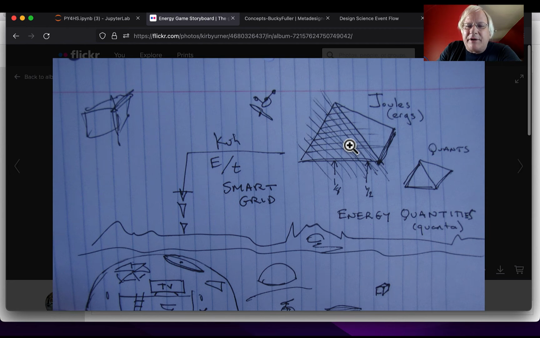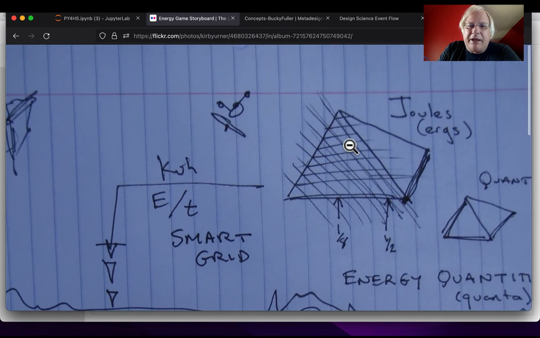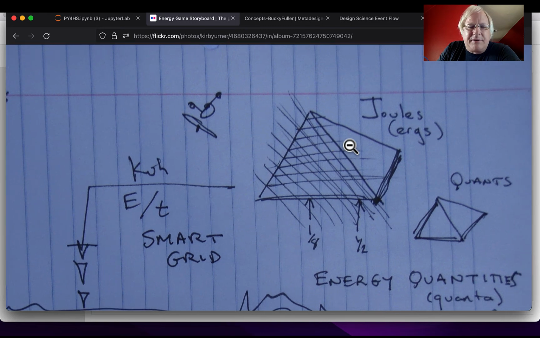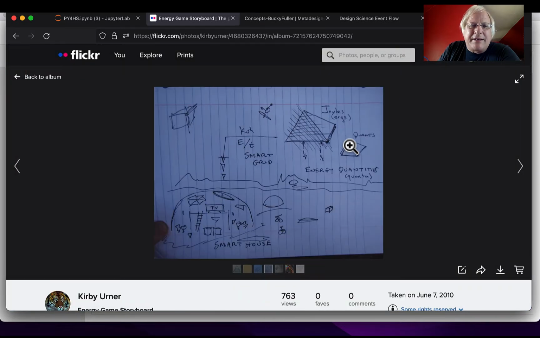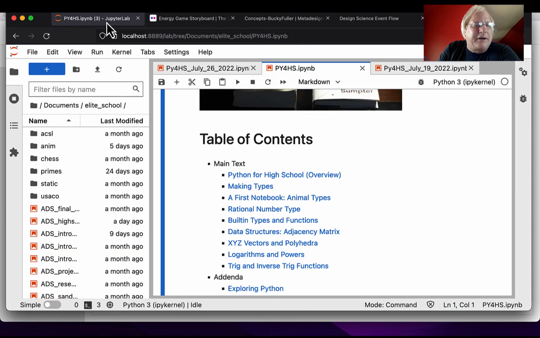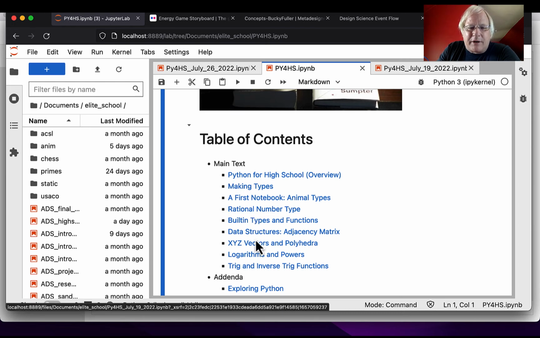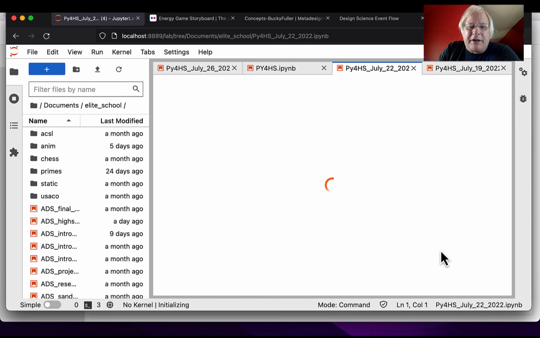So once you go there, if a unit cube's okay, then a unit tetrahedron should be okay, right? So a joule could be a unit tetrahedron of some kind, and that's how the Martians think, or the ETs. And then we can immediately say, if we're trying to get on with things, let's forget about that for now and go back to XYZ vectors and polyhedra.